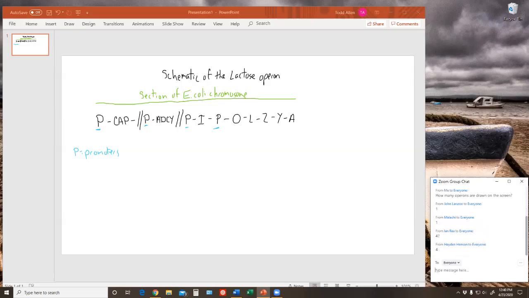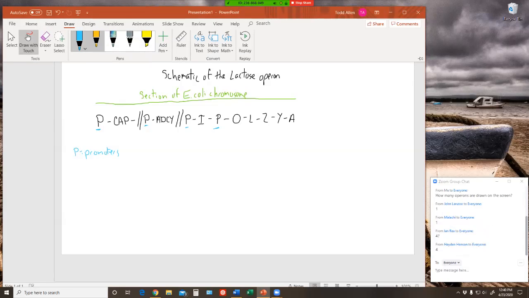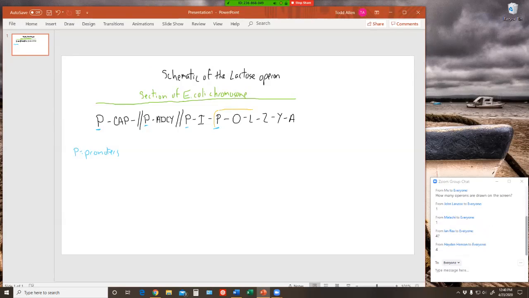Okay. Here's what I have. All right. I've got 4 promoters. 1, 2, 3, 4. Okay. Any of the genes that are transcribed from that common promoter are part of that operon. So that means I have this operon, I have this operon, I have this operon, and I have this operon.